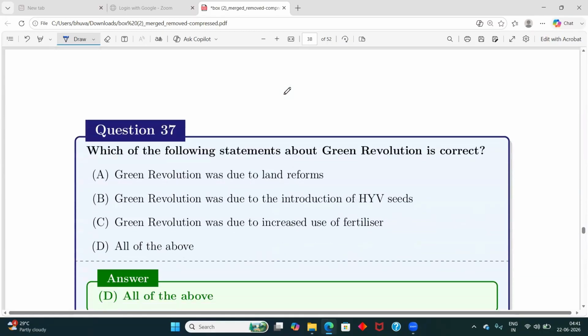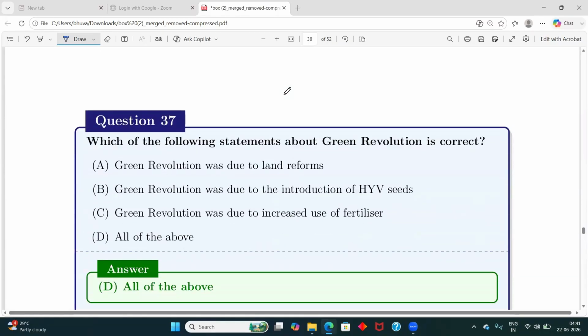Question number 37. Which of the following statement about Green Revolution is correct? Option A, Green Revolution was due to land reform.